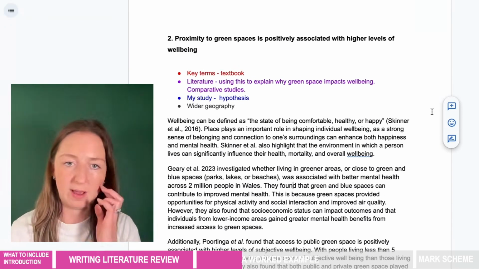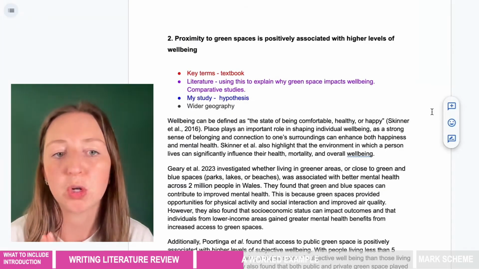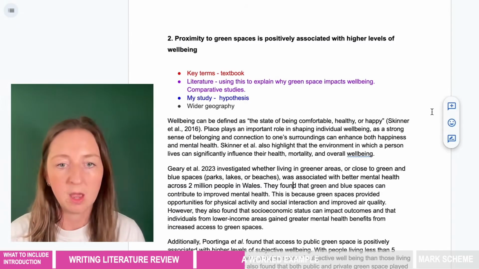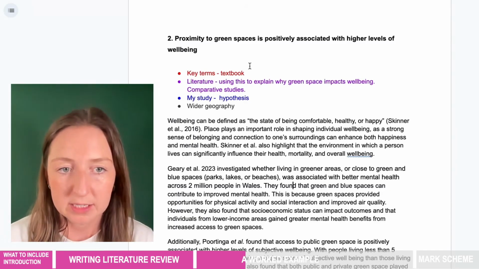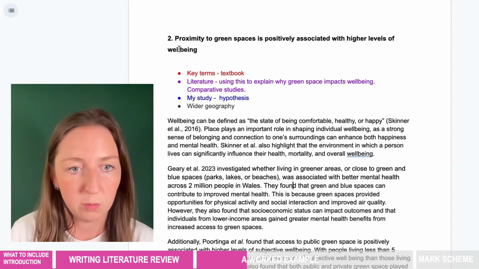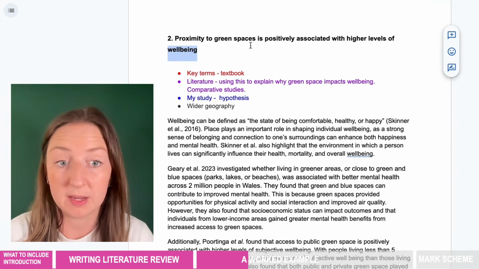Let's have a look now at justifying my second hypothesis. So my second hypothesis is proximity to green space is positively associated with higher levels of well-being. So I want to do the following: defining key terms. So which key terms in my hypotheses do I need to define? I need to define at least well-being. I could potentially define differences in terms of green spaces.